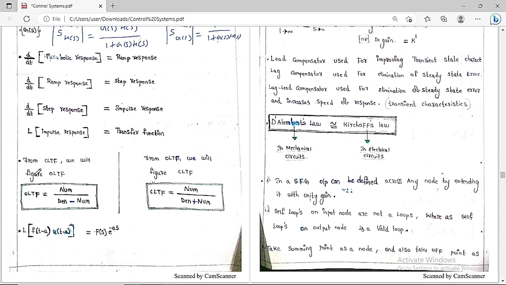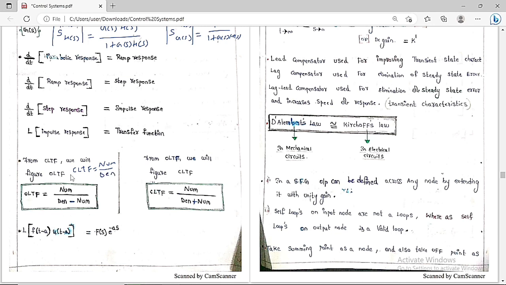Now the next thing is, from the closed loop transfer function, we can figure out the open loop transfer function. Suppose you know the closed loop transfer function. How do we get the open loop transfer function? In the question, they have given the closed loop transfer function, numerator by denominator.